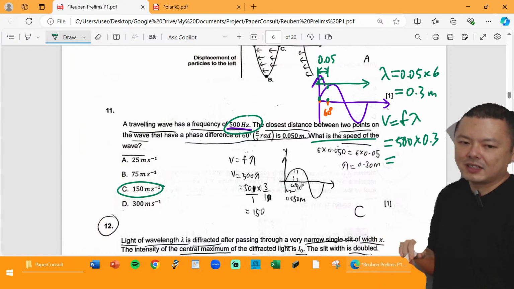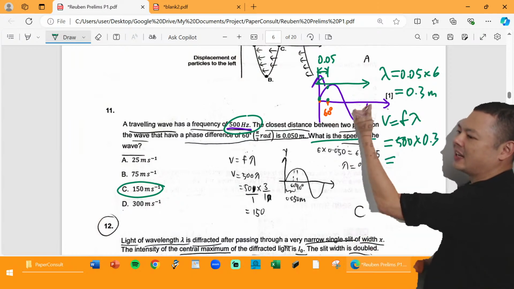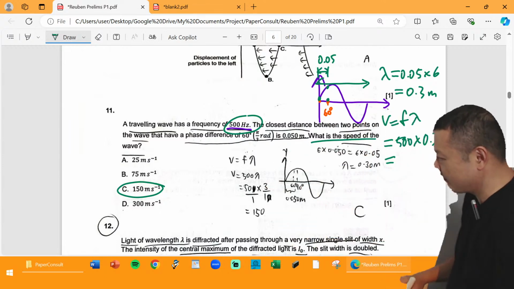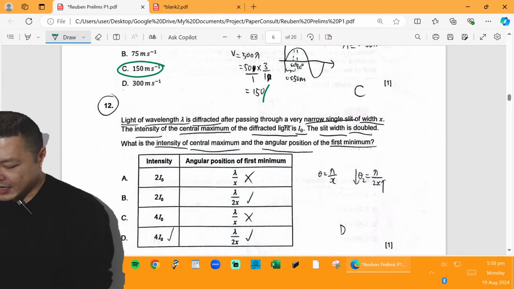So it is tricky, you have to draw it out to visualize it. If you don't draw it out, it's very hard. But it's a good thing that you visualize it. Did you get 150? Oh yeah, you did. Okay, so that's for 11.